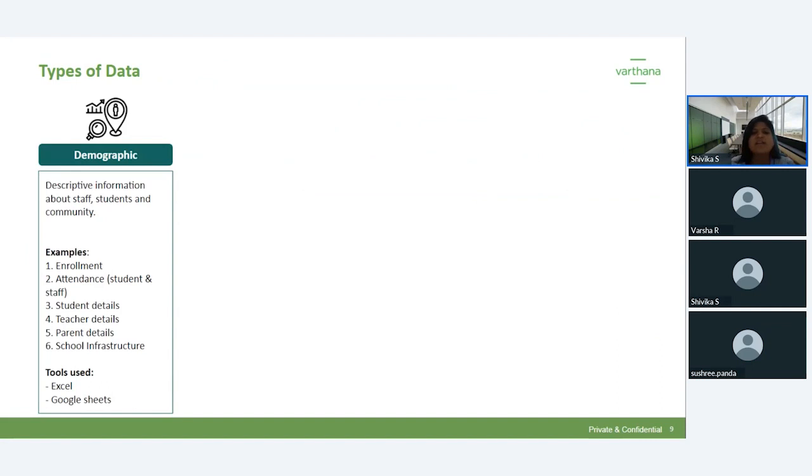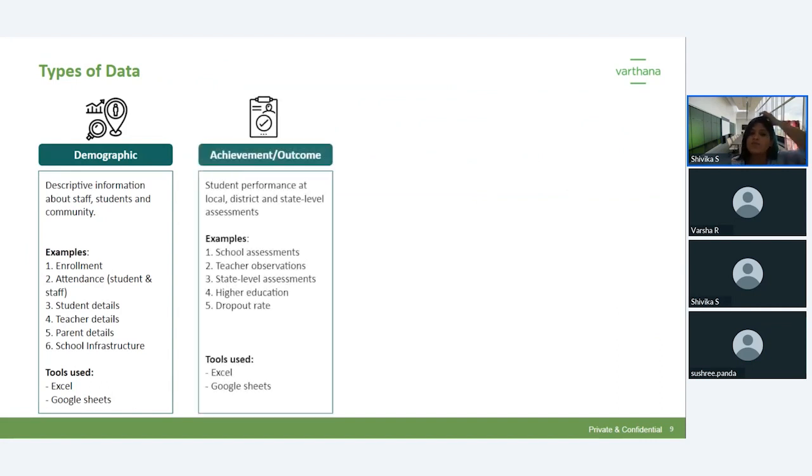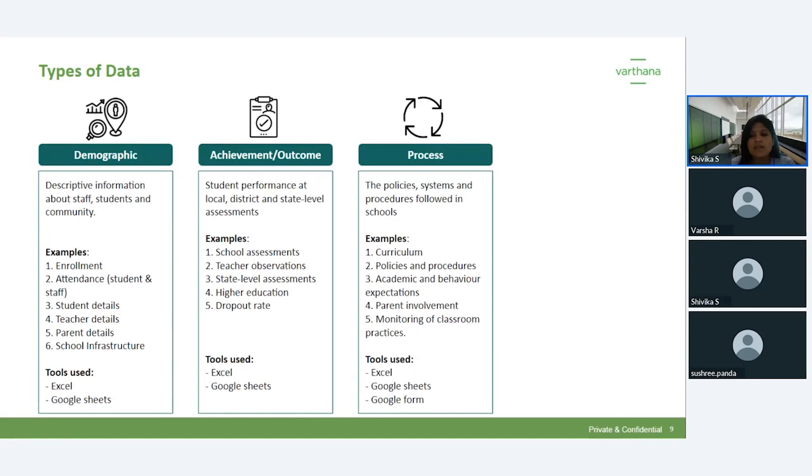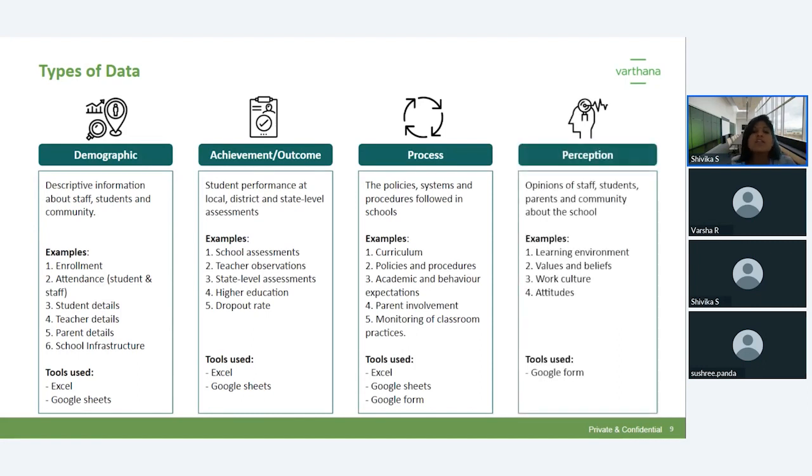So there are 4 types of data, that is demographic, achievement, outcome, process, and perception. I'll request everyone to reflect a bit on this. Out of all these 4 types of data, what sort of data accessibility do we have in our school currently? What do you think, out of demographic, achievement, outcome, process, perception, what sort of data do you have? Do you think you have access to or have gathered any of these data? Maybe demographic, achievement, process, or perception?